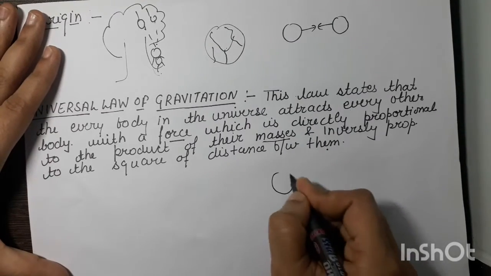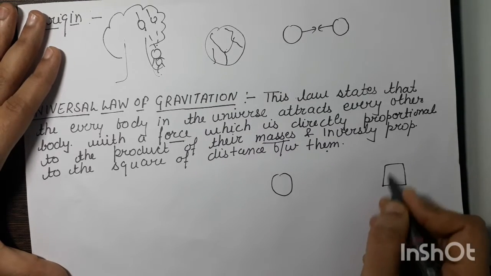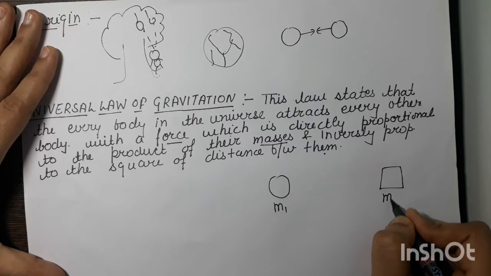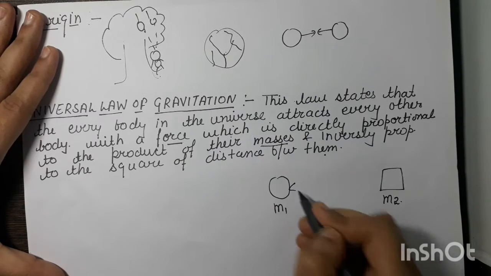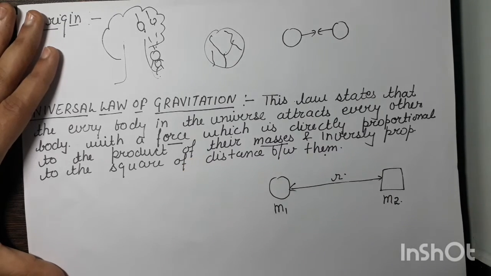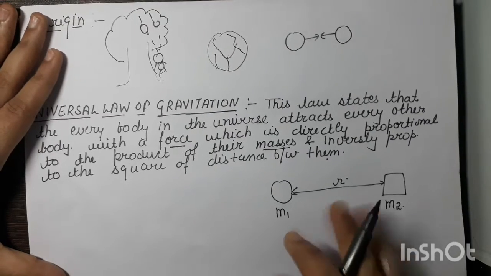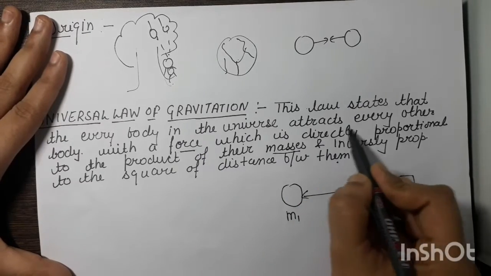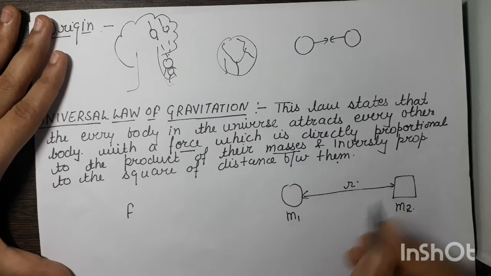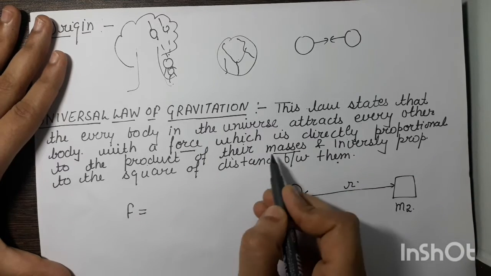Let us consider we have two bodies, any two bodies. So here we are taking a ball and we are taking a square. Let the mass of body 1 be m1 and the mass of body 2 be m2. Let the distance between these two bodies be r. Now according to the law of gravitation, these two bodies are exerting force on each other. So according to the definition, the force with which they are attracting each other is directly proportional to the product of their masses.